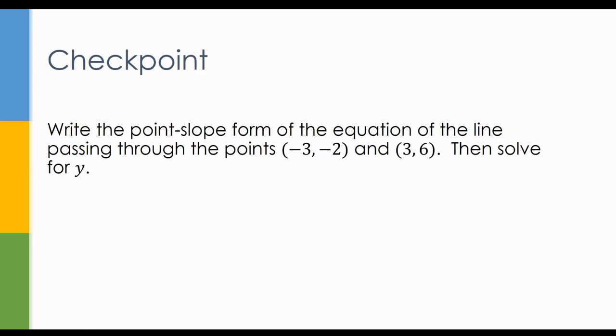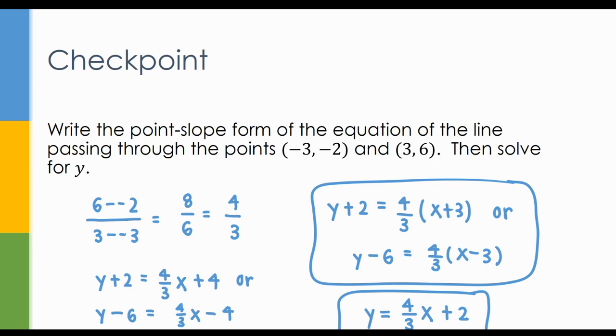Okay, so go ahead, pause the video, write the equation in point-slope form, and then solve for y. Okay, so I did write both combinations as far as how you could have set up your point-slope form, but regardless of which one you used, your final equation for y equals should have been the same. But notice that we had to solve for our slope first. Our slope was 4/3, and then we plug in our numbers to get the rest.